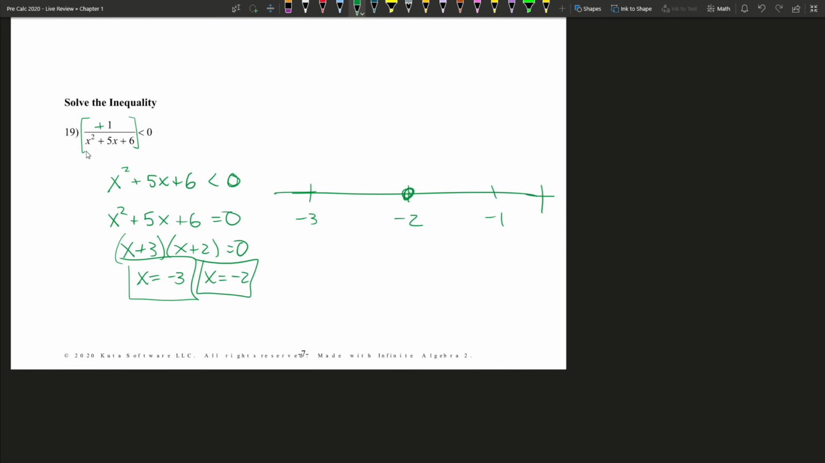we need to test everything to the left of negative 3, everything to the right of negative 2, and everything in between negative 2 and negative 3. All right, so in order to do that, we can plug in negative 4. I guess really we can just plug that into the denominator. So we have negative 4 squared plus 5 times negative 4 plus 6. That's 16 minus 20 plus 6. This is going to be some positive value. So everything to the left has to be positive.